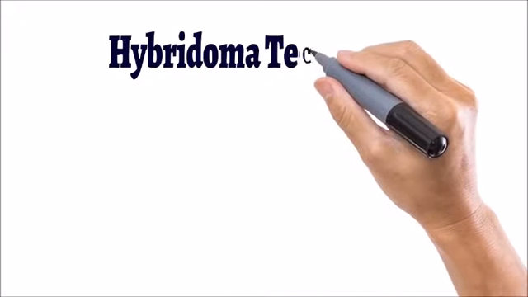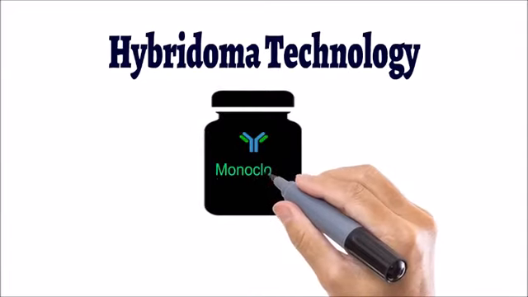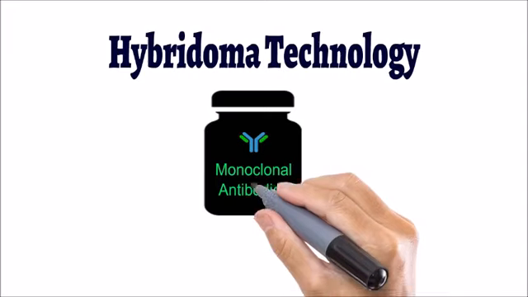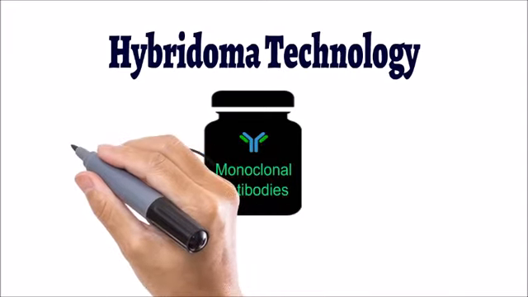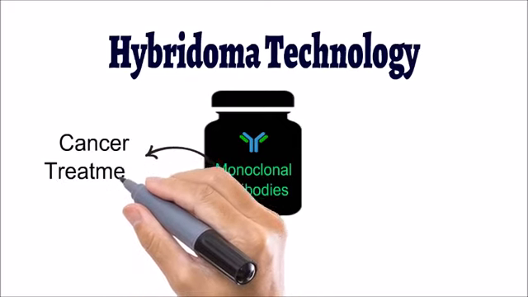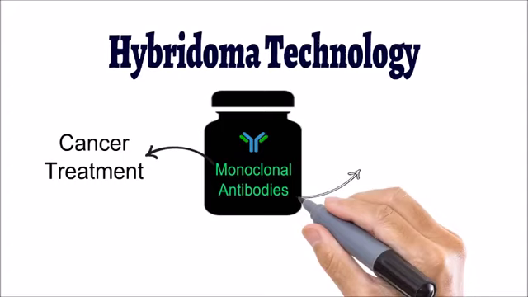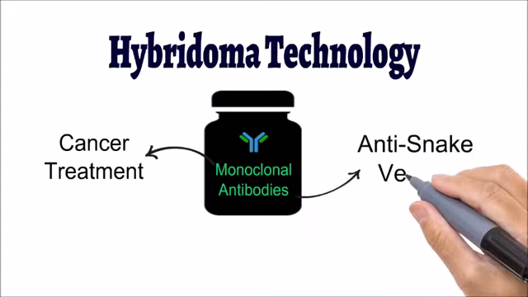So this Hybridoma technology is used for the production of a large number of monoclonal antibodies against a particular antigen. And these monoclonal antibodies are used for different purposes. For example, in the treatment of cancer, and also as anti-venom, for example anti-snake venom, anti-bee venom, anti-spider venom.